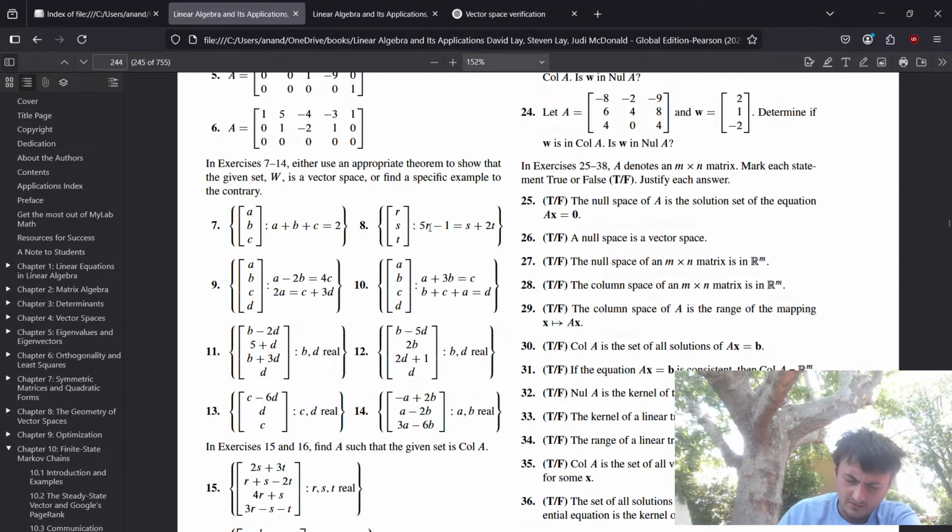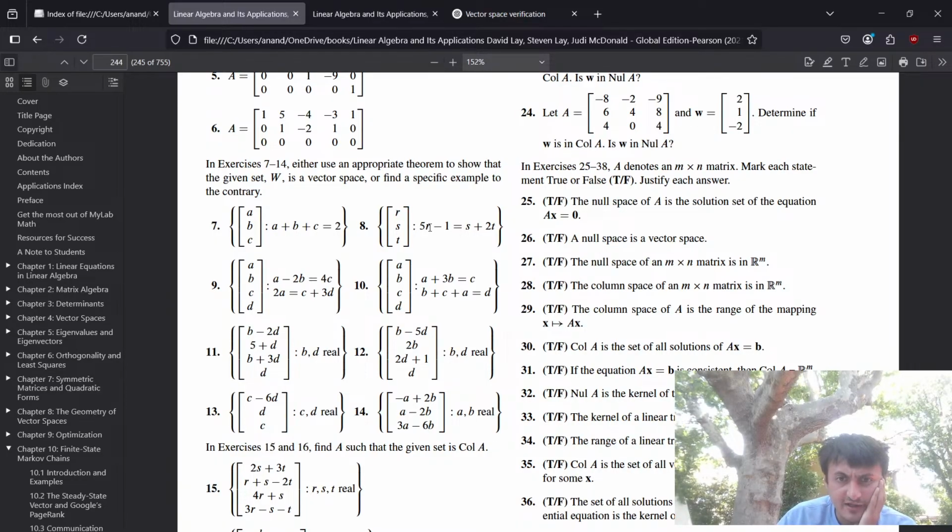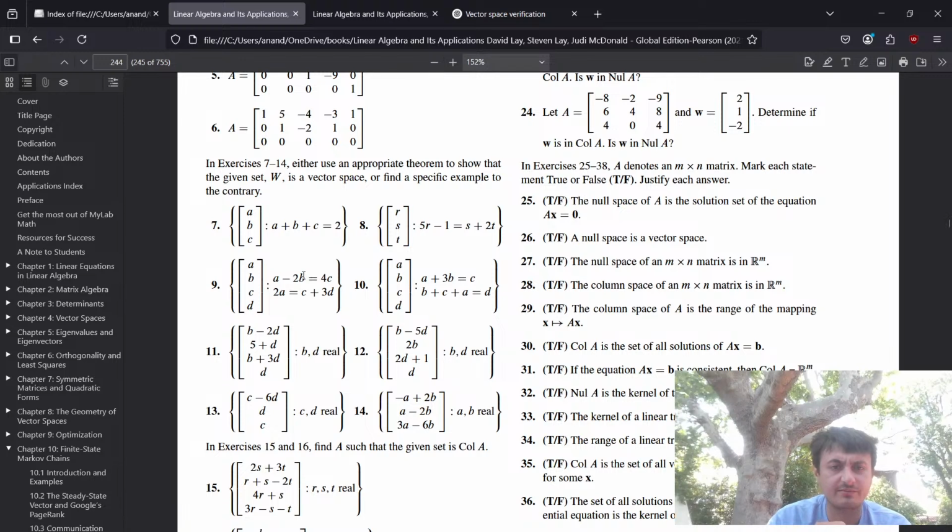Okay, hold on. This one's R, S, T such that 5R minus 1 is equal to S plus 2T. All right, so if we rewrite this as 5R minus S minus 2T is equal to 1. Again, I think it's just because 0 is not an element of W. This one might be... all right, so let's do number 9.